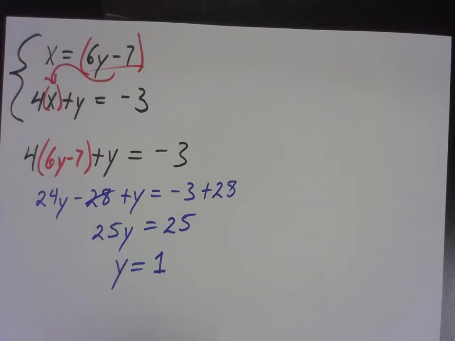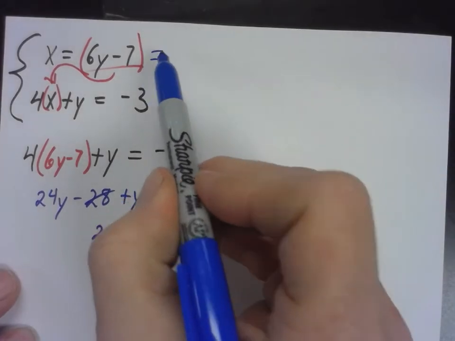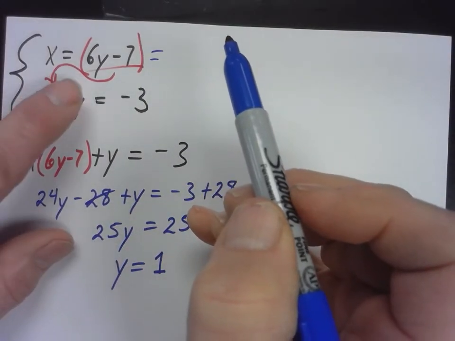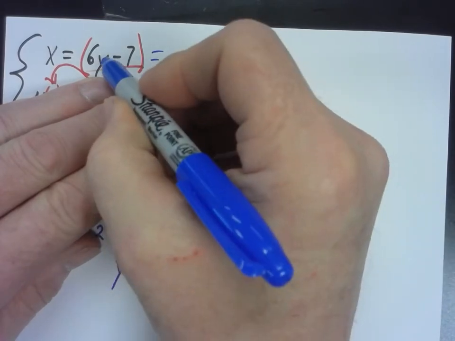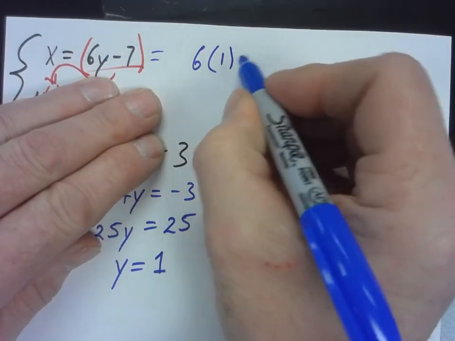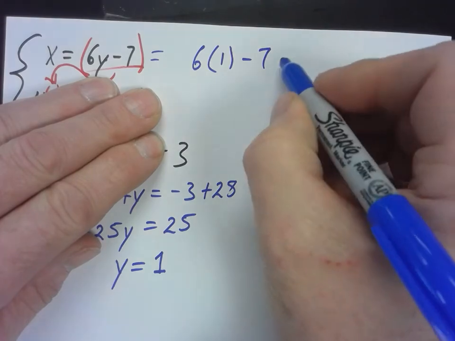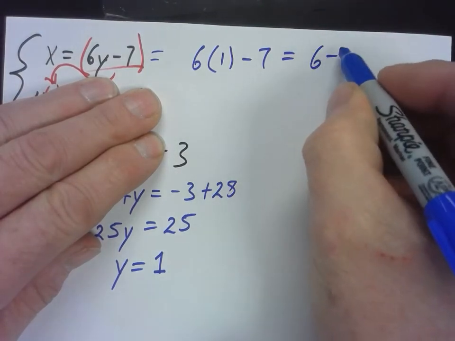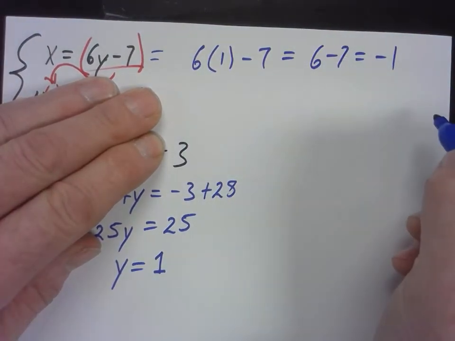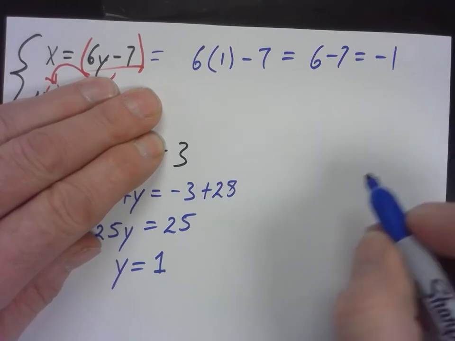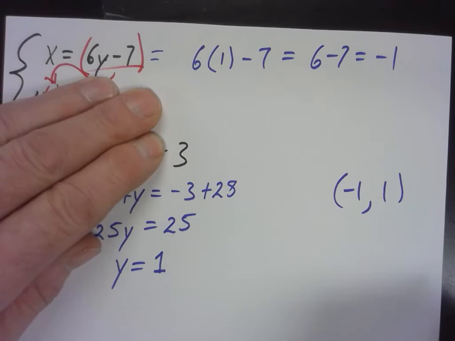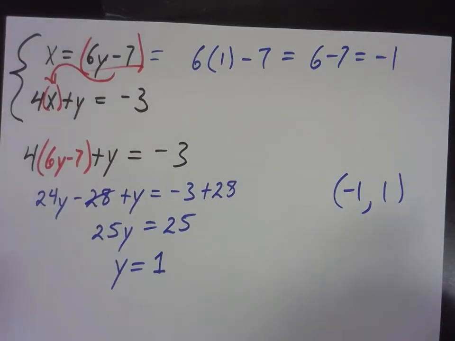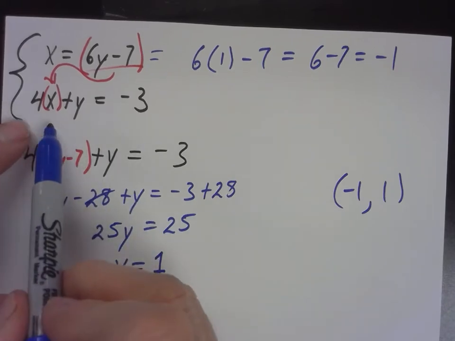Now, look, up here where it's solved for x, that's the easiest thing to do. The easiest thing to do is put a 1 right there where y is, so you're substituting again. You get 6 subtract 7, which is negative 1. So x is negative 1, y is positive 1.